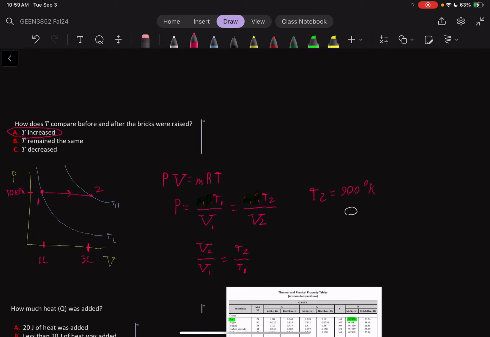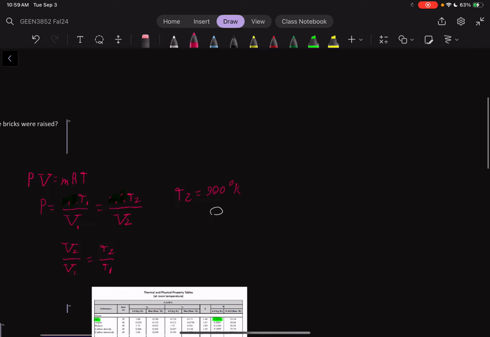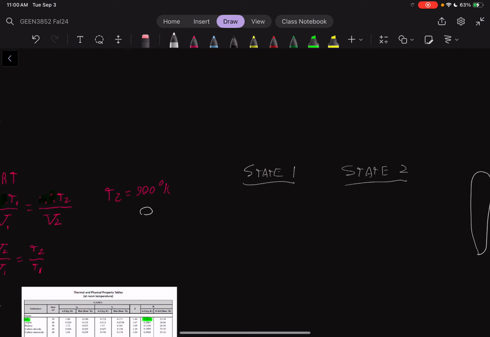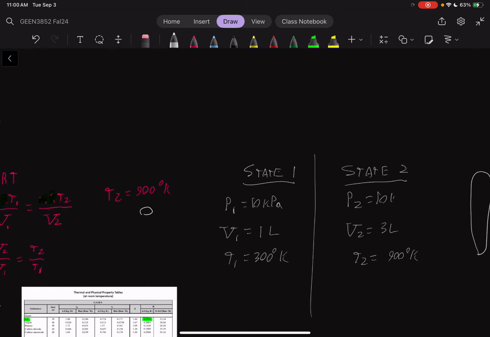Drawing this picture out is useful. I often do a table of my states, so I'll have my state 1, my state 2, and I'll list out my variables. So I have my pressure at 1 is 10 kilopascals, my volume at 1 is 1 liter, my temperature at 1 is 300 degrees Kelvin, my temperature at 2 is 900 degrees Kelvin, my volume at 2 is equal to 3 liters, and my pressure at 2 is equal to 10 kilopascals.